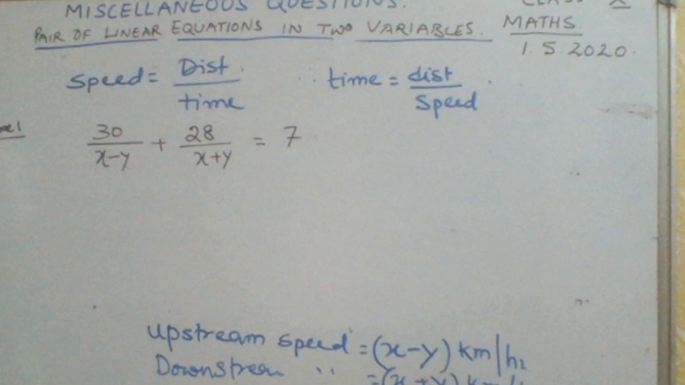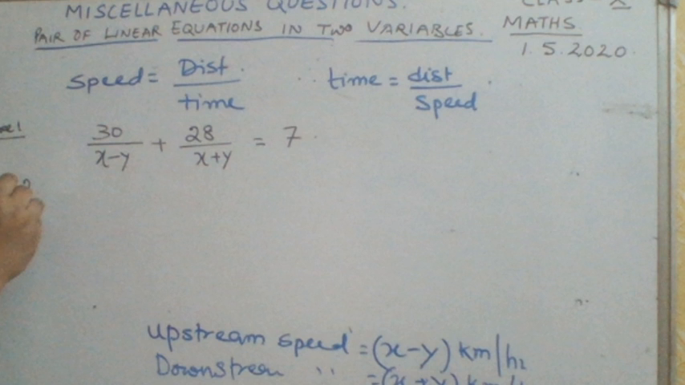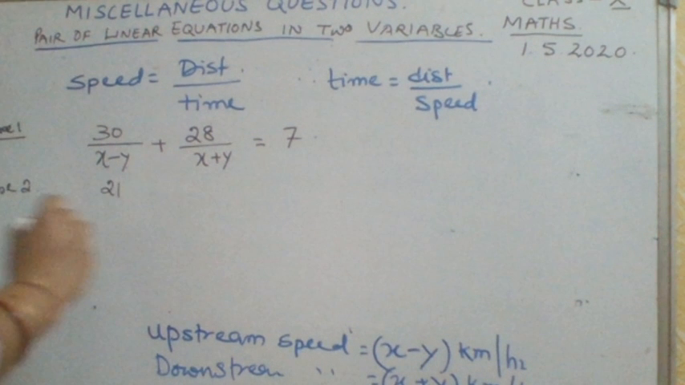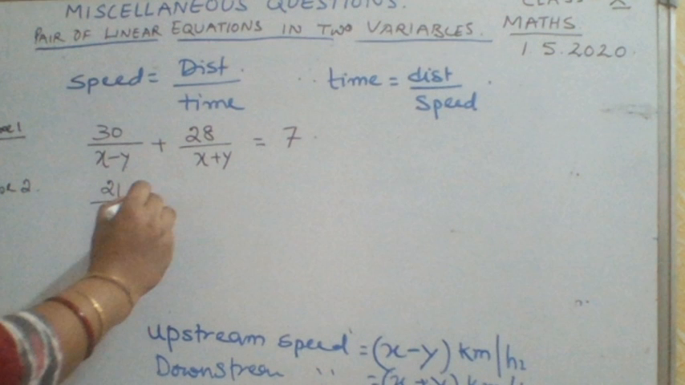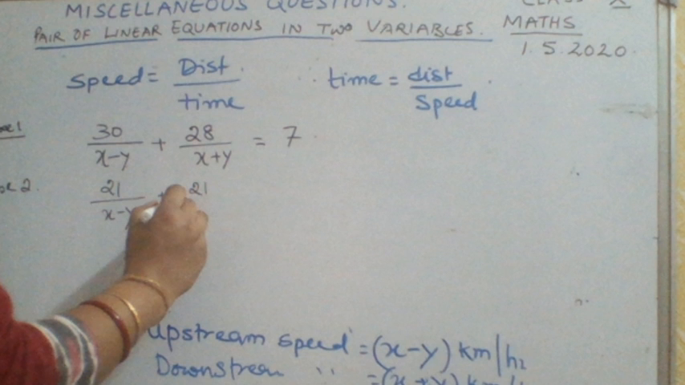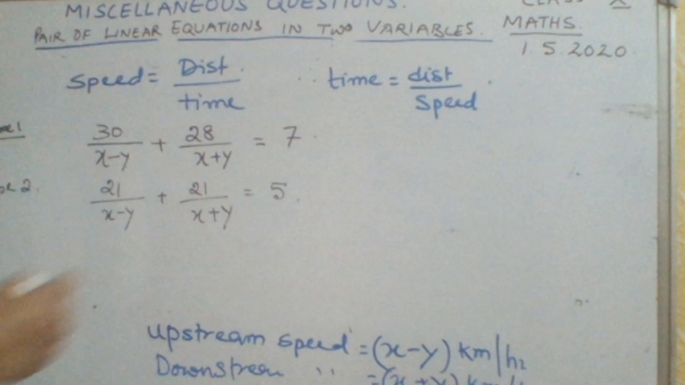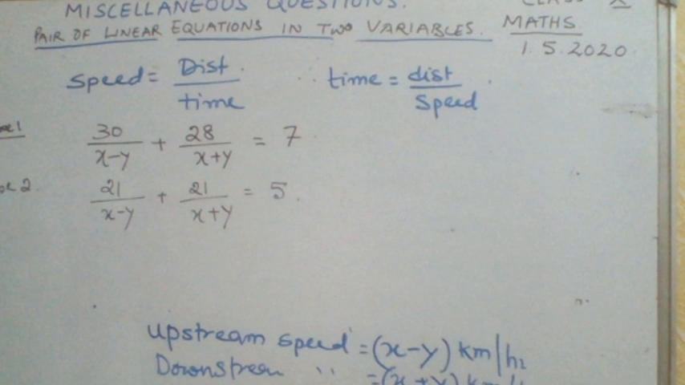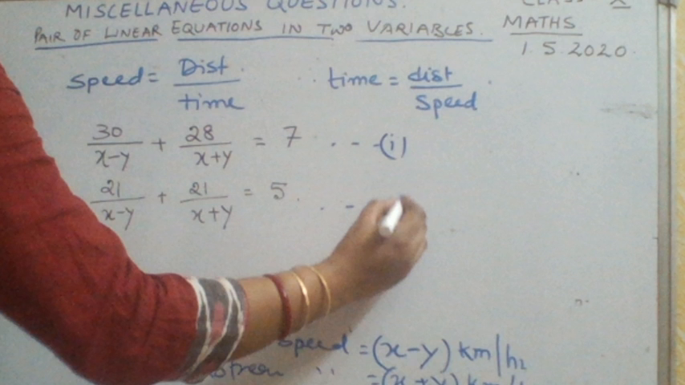And in case 2, 21 kilometers upstream and then return. So 21 upon x minus y plus 21 upon x plus y. This is done in how much time? Time is 5 hours. So in this way you have got two equations. This is equation number 1 and this is equation number 2.